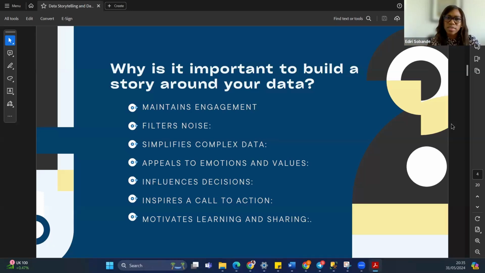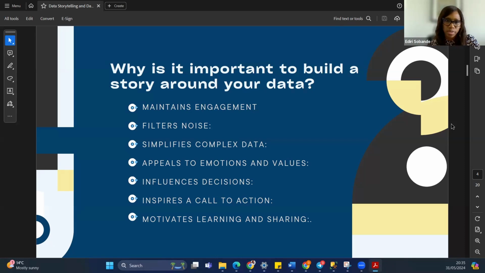So your audience, who are you talking to? When you have a story around your data, you're able to maintain that engagement. Why? Because you will bring your story to the level of your audience. You understand your audience, and you're able to build the kind of story that will appeal to them.